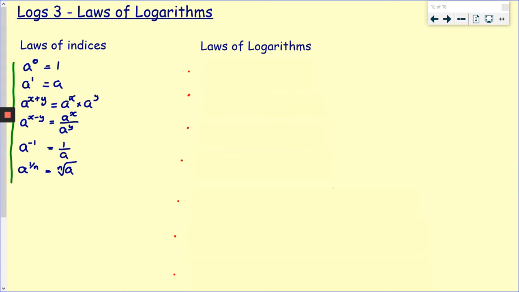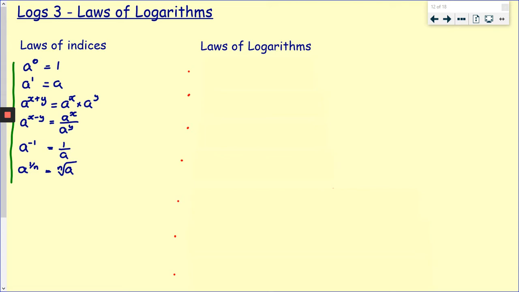Make sure that you are familiar with them and confident with manipulating things and transferring backwards and forwards using those laws of indices. And we're going to try and do the same with the laws of logarithms. I'm not going to prove them for you now, but you do need to be able to prove them, and you certainly are able to prove them.